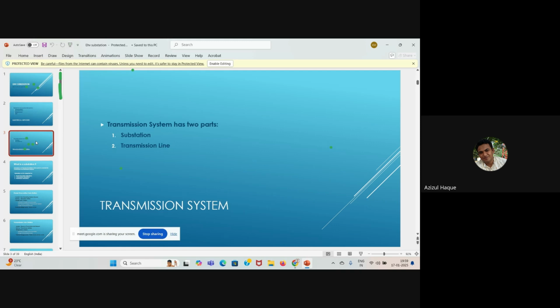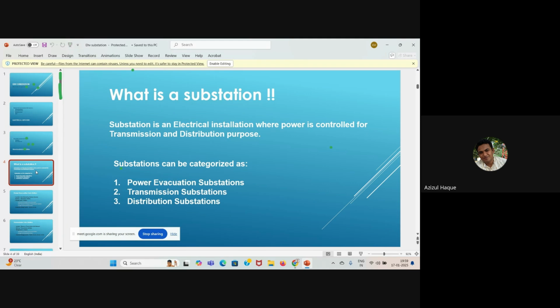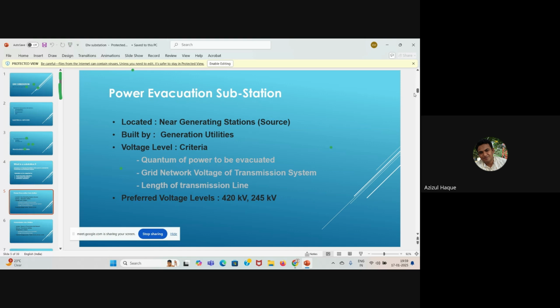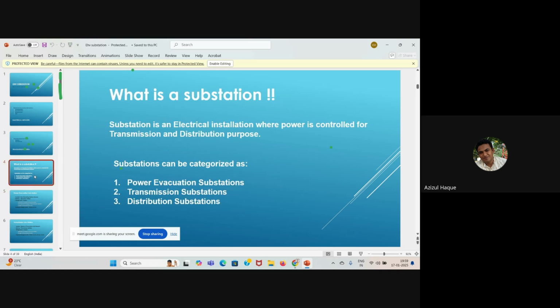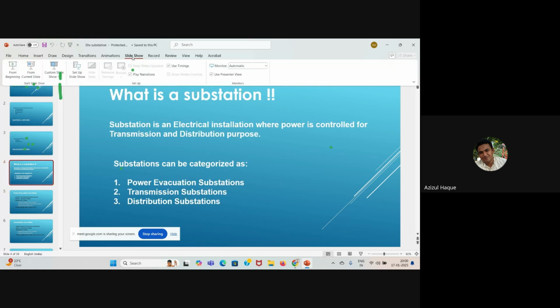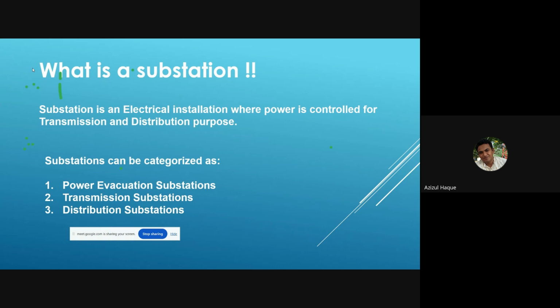Yes, the transmission system has two parts: one is the substation, another is the transmission line. Next slide. So what is a substation? A substation is an electrical installation where power is controlled for transmission and distribution purposes. There are different types of substations: one is the power evacuation substation, another is the transmission substation, and another is the distribution substation. These names are based on the location of the substation in the electrical system.